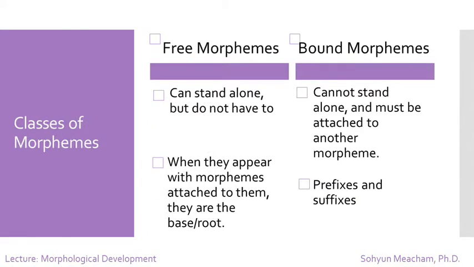Morphemes can be classified into free morphemes and bound morphemes. Free morphemes can stand alone, but they do not have to stand alone. On the other hand, bound morphemes cannot stand alone and must be attached to another morpheme. Prefixes and suffixes are bound morphemes. When free morphemes appear with morphemes attached to them, free morphemes are the base or root.